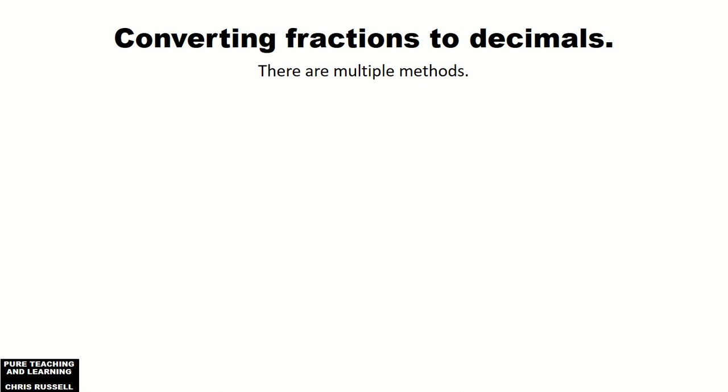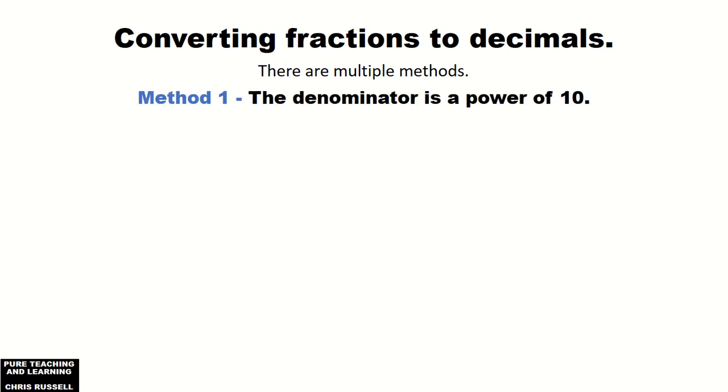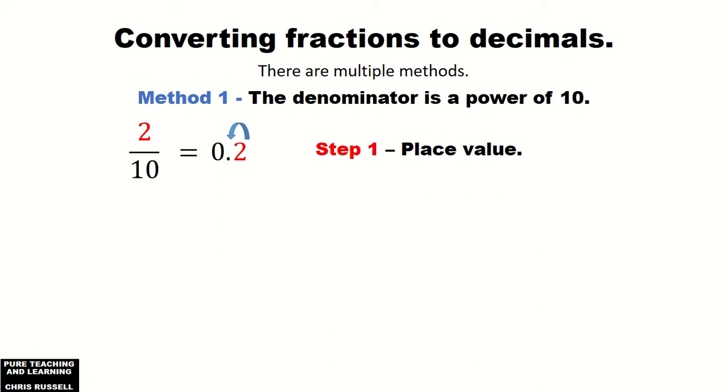Converting fractions to decimals. Now there are multiple methods with this. We're just going to show you 3 today. Method 1, the denominator is a power of 10. So we have 2 tenths. Step 1 is the place value. So 2 tenths would equal, we have the 2, we start from the right hand side and we move 1 place to the left due to the 1 zero in the 10. And therefore 2 tenths equal 0.2.